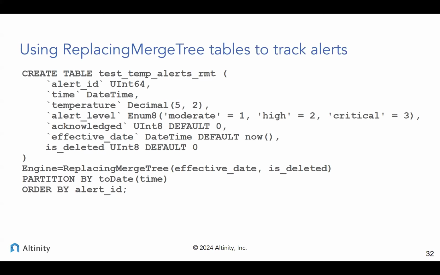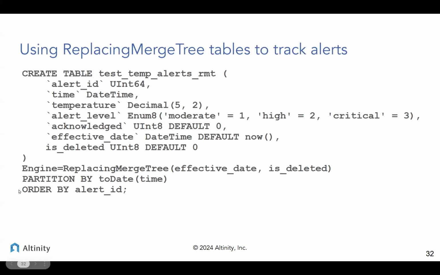And then the effective date is just something that we use to track the progress of the changes to the table. So replacing merge tree is this engine, and what you have to do is give it what is called a versioning. This effective date is used for versioning the data. So as the values increase, those are the versions that determine your current version. Is deleted is just a flag that says whether the row is deleted or not.